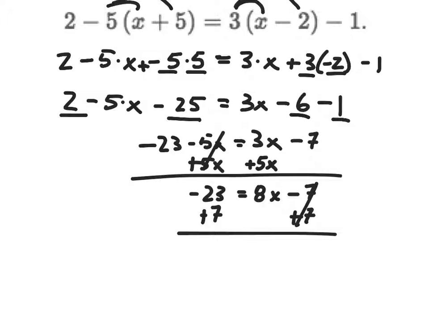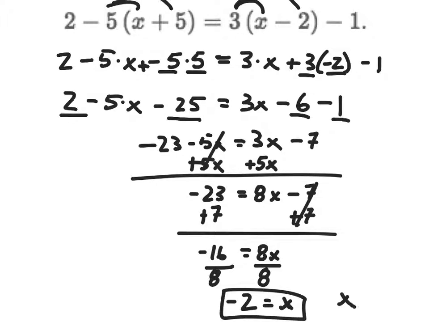These add to 0, and then we're going to get 8x on the right side. And then we're going to get negative 16 on the left. Negative 23 plus 7 gives me negative 16. And then we're going to divide both sides by 8, just like so. Then we're going to get negative 2 is equal to x. And that's the same thing as me writing x equals negative 2. It doesn't matter. I can write it either way.